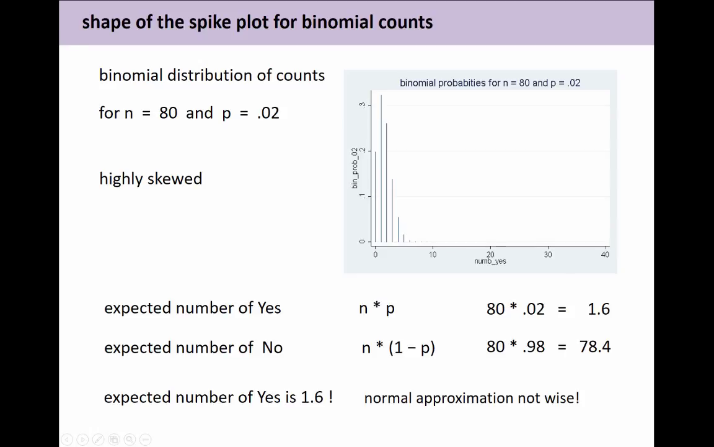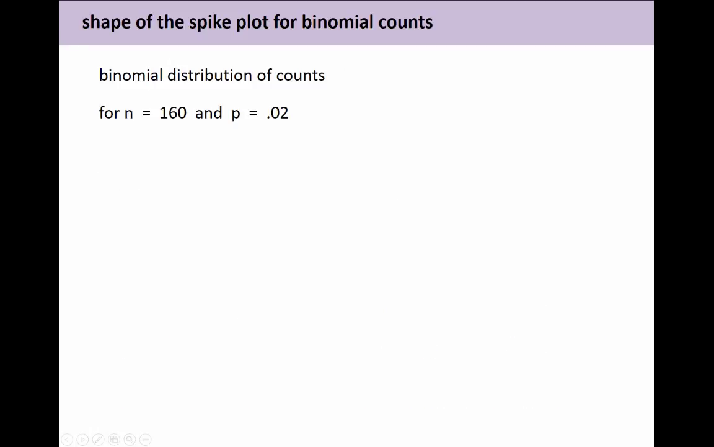So let's keep going. Suppose we increase the sample size and we look at an n of 160, again with the p of 0.02.